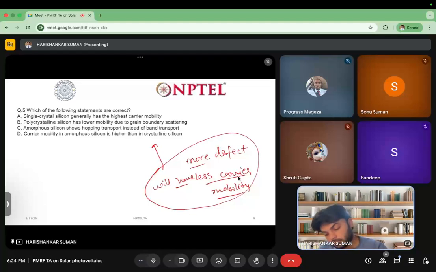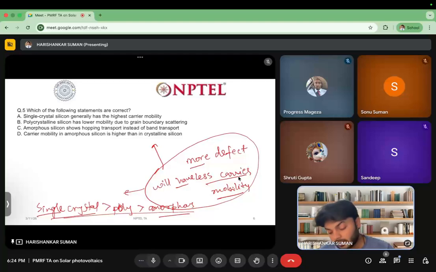So from this, let me explain more. Single crystal is highest, then polycrystalline, then amorphous. This will be the order of the mobility, because single crystal has the lowest defects, then polycrystalline, then amorphous has the highest.